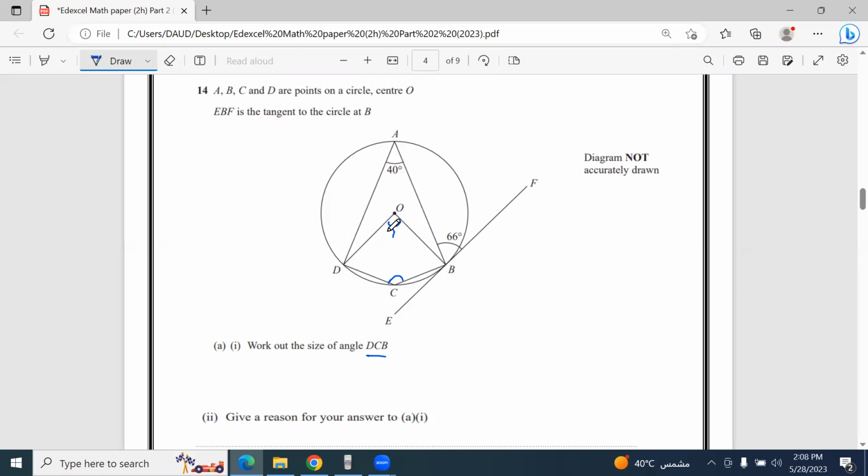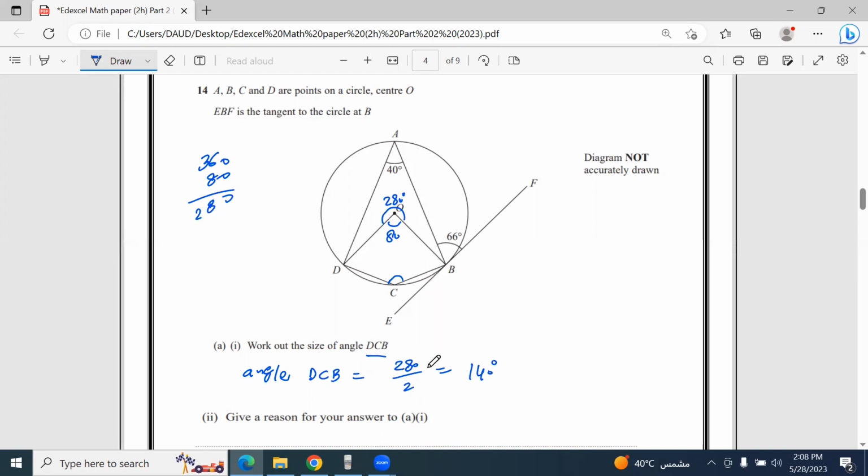Sorry, this one. Now, as we know that the total angle in a circle is 360, so 360 minus 80, 8 and 2, so 280. This angle is 280. So remember that angle DCB is the half of 280. You can say that angle DCB is the half of 280 divided by 2, which gives us 140.